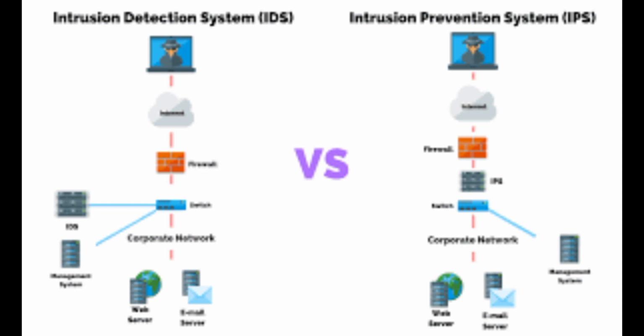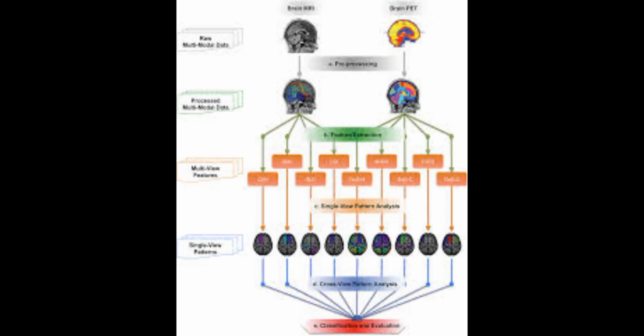IDS and IPS location is crucial. Placing them strategically within your network architecture is akin to positioning guards at critical points. They can be at the network perimeter, inside the network, or even on an endpoint like servers or workstations, depending on your security strategy. Pattern analysis is a significant part of IDS and IPS.